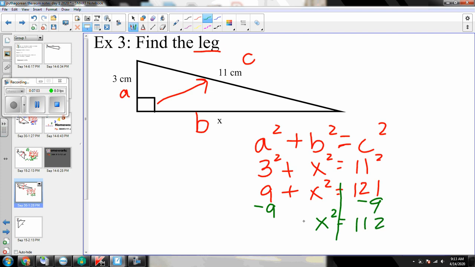Then I'm going to do the opposite of squaring a number, which is take the square root. So I'm going to take the square root of 112. It's not going to be a whole number. If I round to the nearest tenth, it'd be about 10.6 centimeters. So x here would be 10.6 centimeters long.